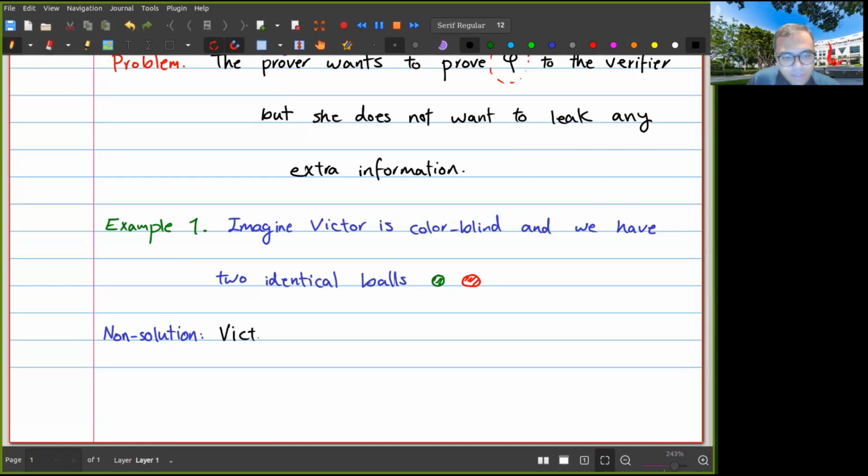So let's say that Victor takes the balls behind his back so that Peggy cannot see it. And each time he just randomly shows one of the balls to Peggy. Okay, so Victor shows a randomly chosen ball to Peggy. And then Peggy has to say the color.